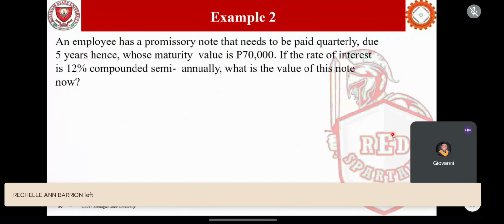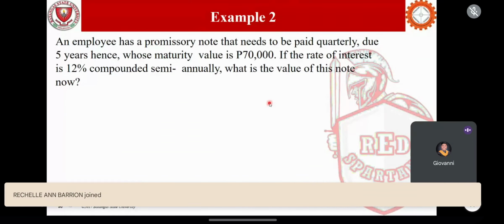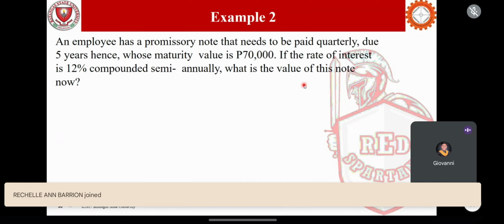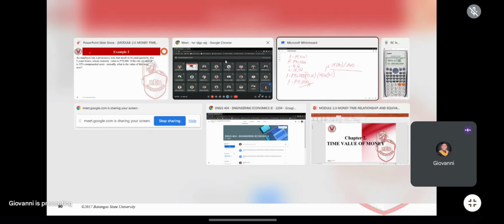Okay, try natin. Example number 2. An employee has a promissory note that needs to be paid quarterly, due in 5 years, whose maturity value is 70,000 pesos. If the rate of interest is 12% compounded semi-annually, what is the value of this note now? Based po sa problem, ano po kayang hinahanap? Is it present or is it future worth? Present po. Present kasi ang tinatanong is the value of this note now. Meaning currently, so kaya siya ay into present.